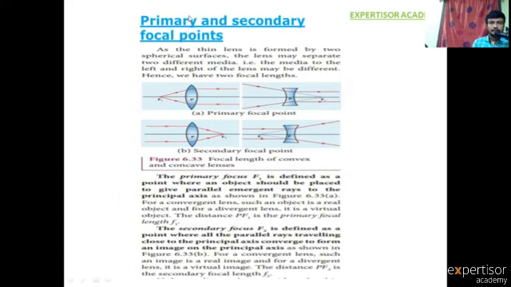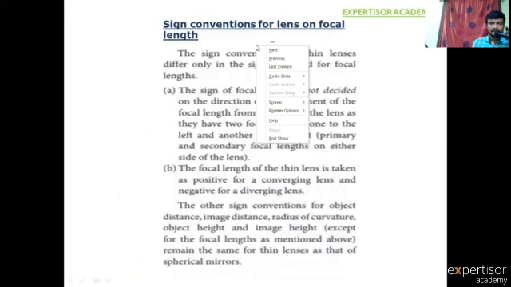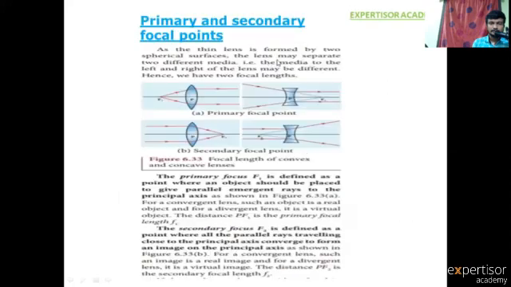So let's verify the primary and secondary focal lengths. As the thin lens is formed by two spherical surfaces, the lens may separate two different media. That is, the media to the left and right of the lens may be different. Hence, we have two focal lengths. Here, the lens, either convex or concave, has two different media.